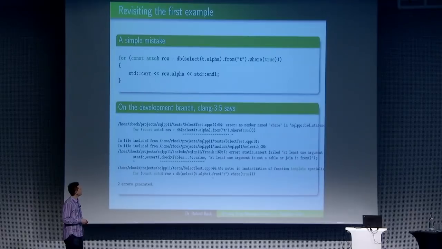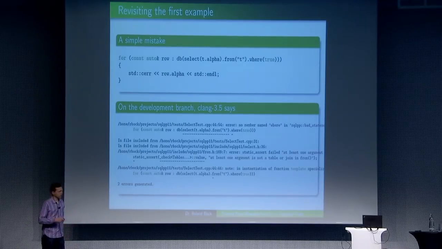GCC does it. GCC first tells me that this is the error, at least one argument is not a table or join and from. That is the very concrete error. And that is the code that I have. And GCC gives the message that we have at the top here, at the bottom, which is much more helpful, at least in this case. And Clang does it this way. But anyway, this is a very short thing.